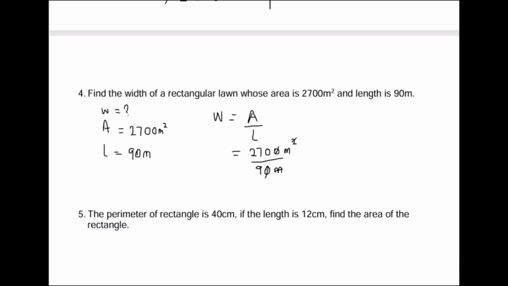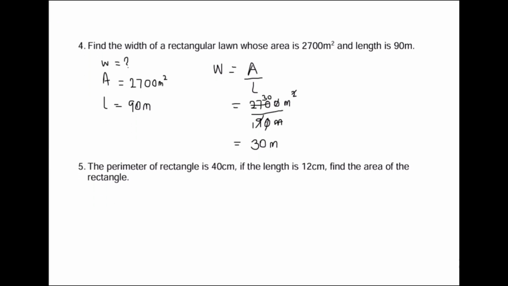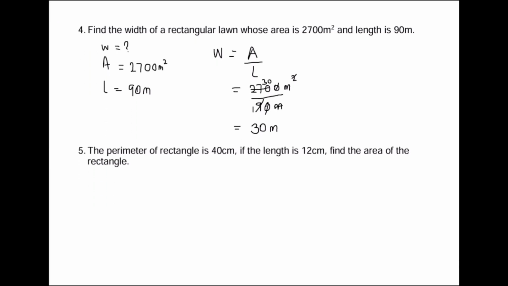So the meters cancel the square up there. Mind you, there are two. So 0 cancels 0. The 9 here, 1. 9 in 270, that will give 30. So the width equals 30 meters. I hope that is clear. So let's go to the last question.